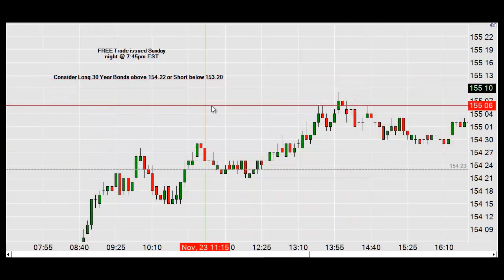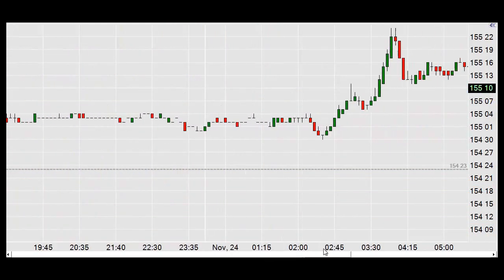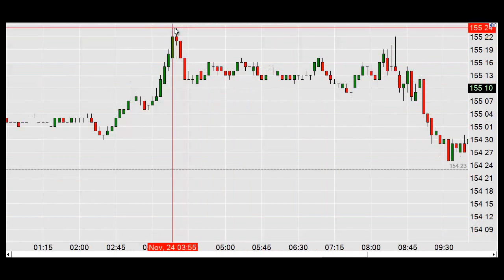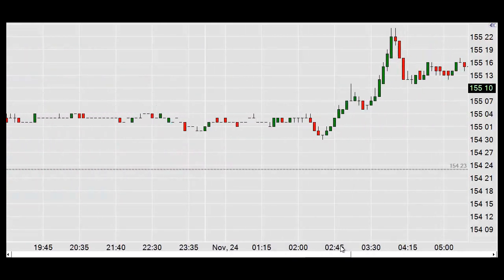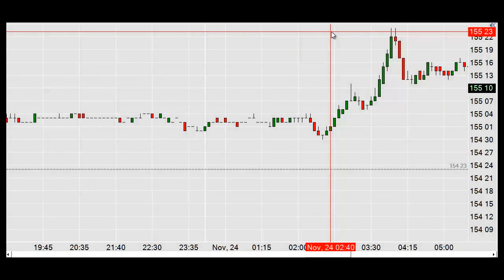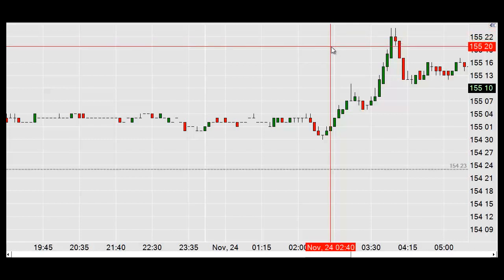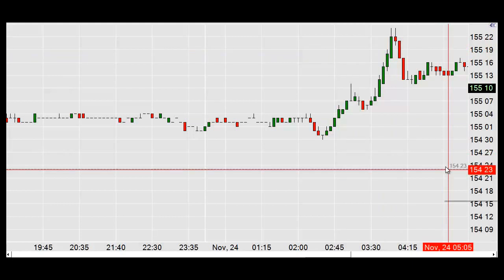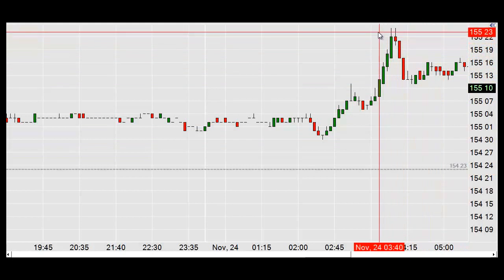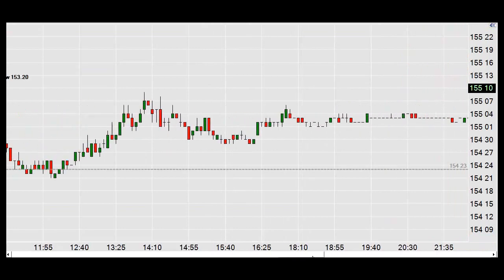So, turns out they did actually go higher from 154.22, scooted all the way up to a swing high of 155.24. Now, 154.23 to 155.23. That's exactly $1,000. There's 32 ticks to a point. Bonds can be a little confusing if you've never traded them before. They pay $31.25 per tick, 32 ticks to a point. And so a 1 point move would be 154.23 up to 155.23.